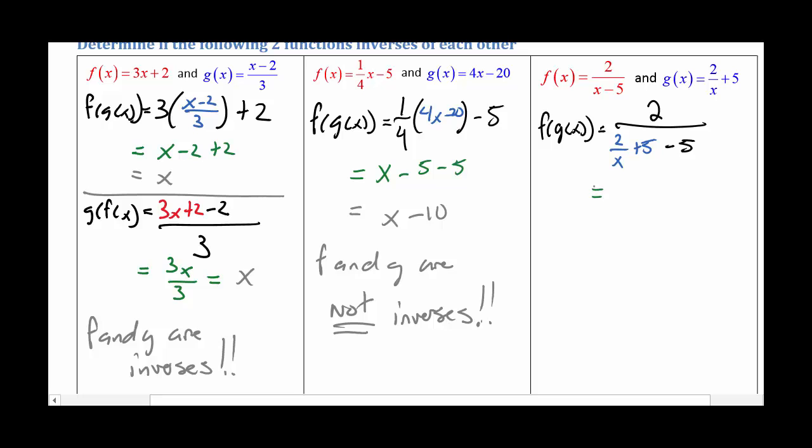Okay, so let's look at what's next then. The plus 5 and the minus 5 cancel out, and I'm left with 2 over 2 over x. We've got to think for a second. Ooh, what is that rule? If I'm dividing by a fraction, I want to multiply by its reciprocal. So it's 2 times x over 2.